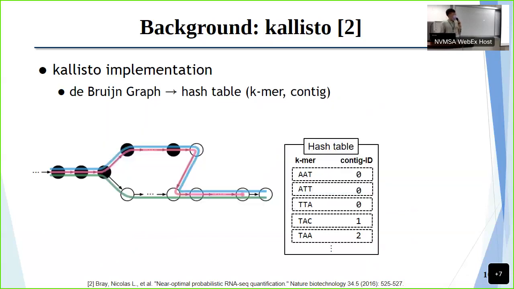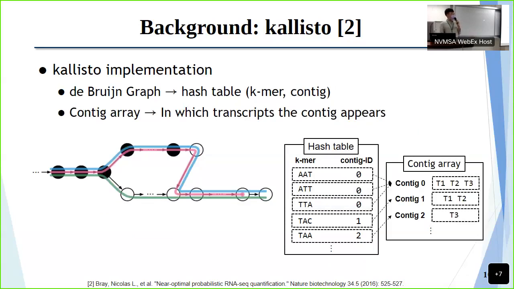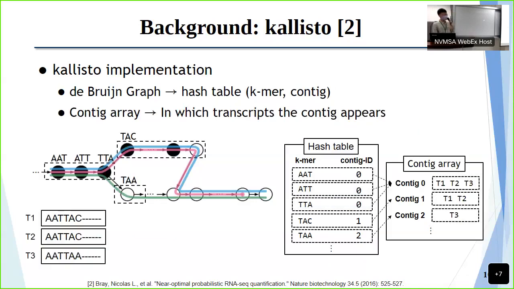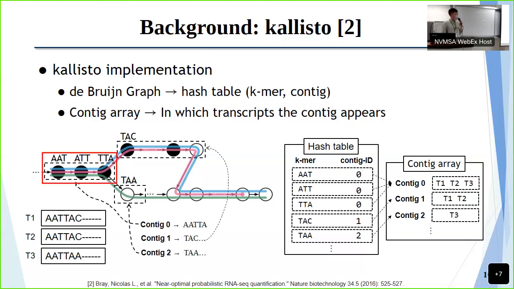And there's a sequence data structure, the contig array, to record in which transcripts the contig appears. This is an example. There are 3 transcripts and 3 contigs in the graph, and the k-mers in contig 0 are AAT, ATT, and TTA. These k-mers' corresponding contigs are all 0 because these k-mers all belong to contig 0. And contig 0 in the contig array has 3 values, T1, T2, and T3, because contig 0 appears in these transcripts.